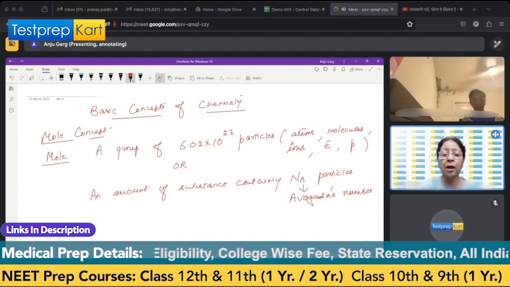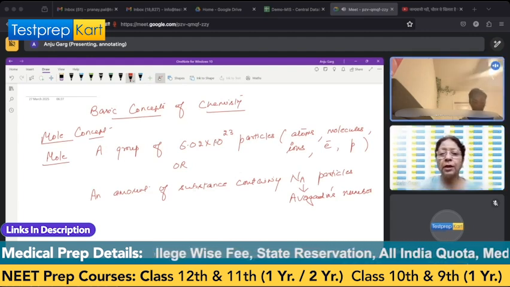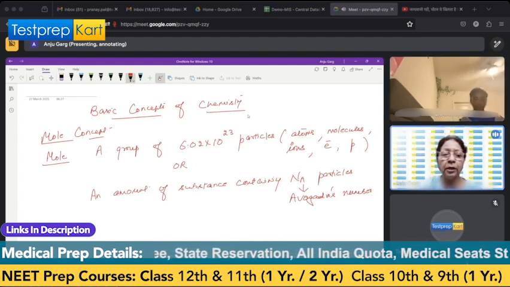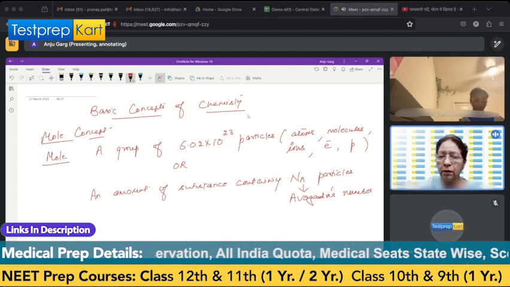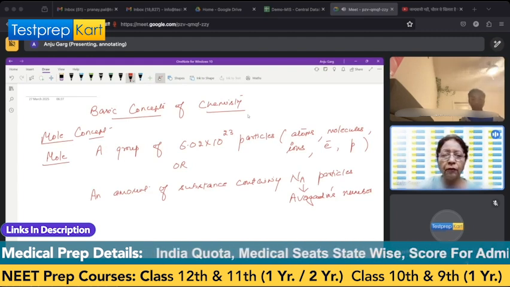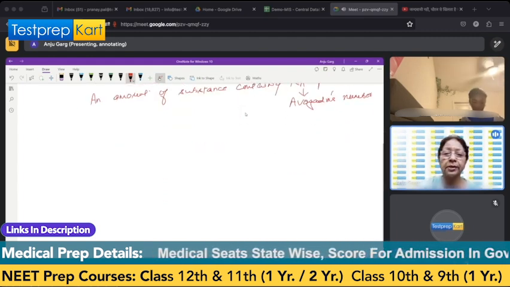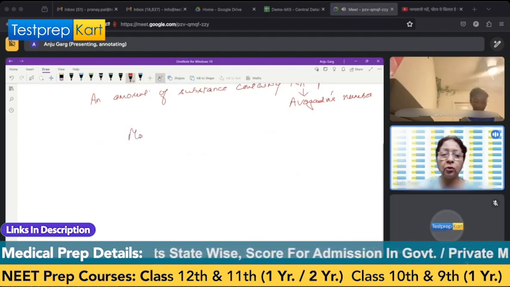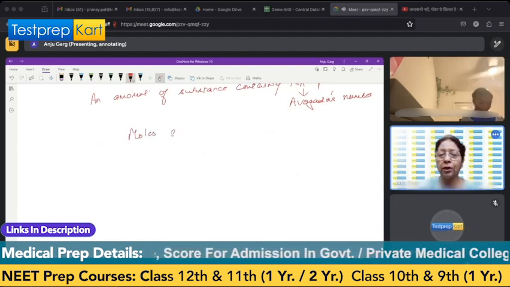As I told you, moles can be related with elements, with compounds, with gases also. We can have moles of gases. So one by one, we will try to correlate. First is moles with elements.